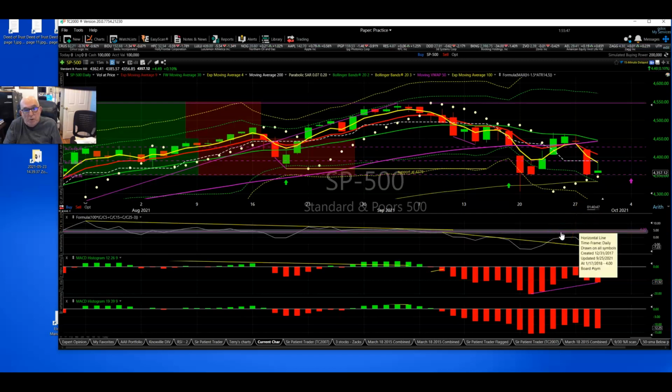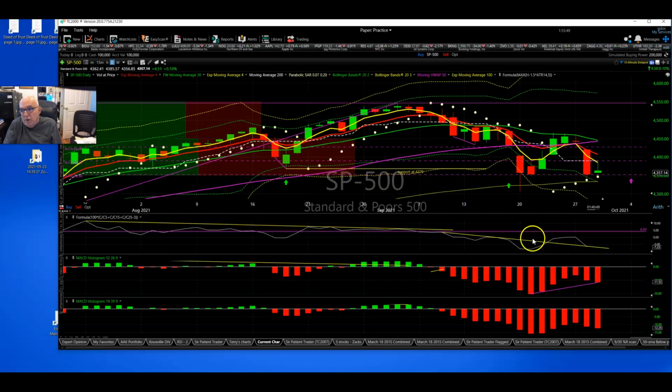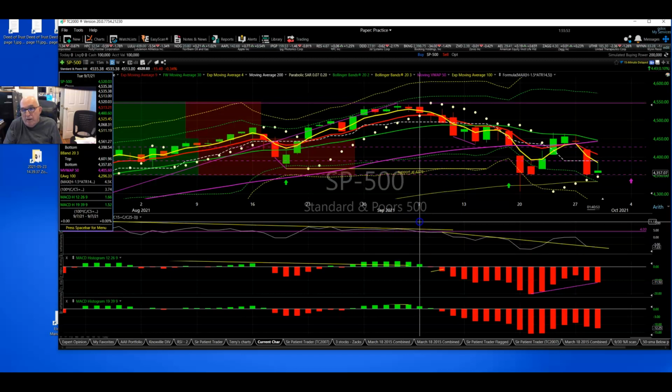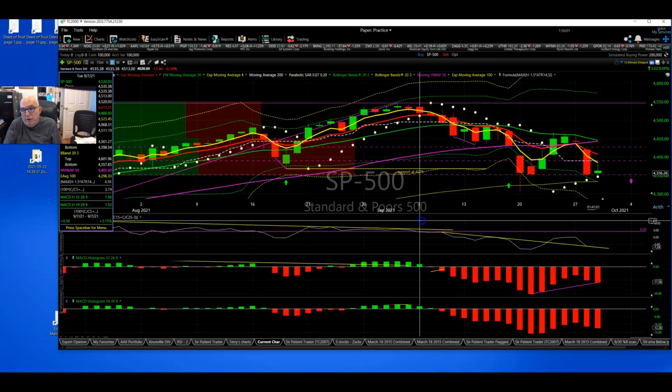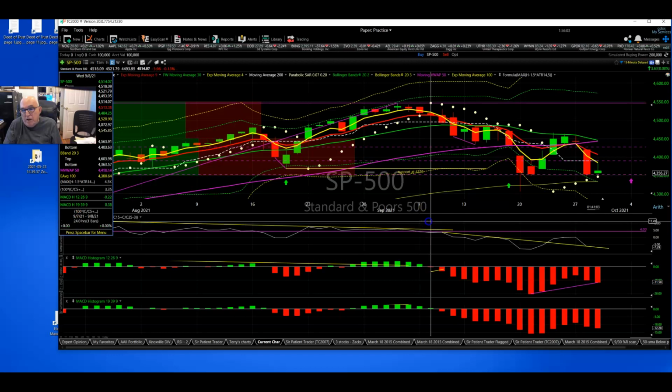Going down to the triple momentum indicator, you can see that it broke below the 4% line, right about here, where the market started going down. See right here? Look at the price bar at that vertical line, right? That's where we started dropping. And of course, had we been selling at that level, we get out.